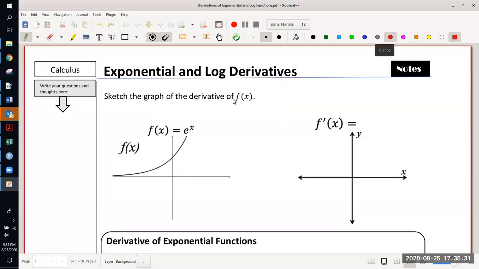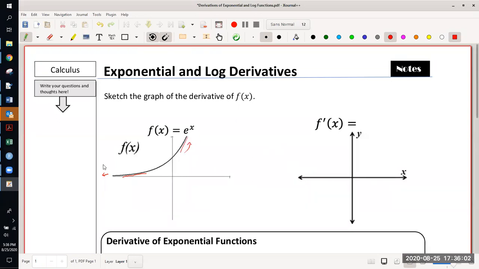Okay, in this video we're going to talk about exponential and log derivatives. The first step here is to sketch the graph of the derivative of f of x when f of x is equal to e to the x. Notice here, if we were to draw a tangent line to the curve, that it would have a very shallow slope, close to zero, and in fact, as we go further out this way, that slope gets closer and closer to zero. And as we move this way, the slope gets steeper and steeper.